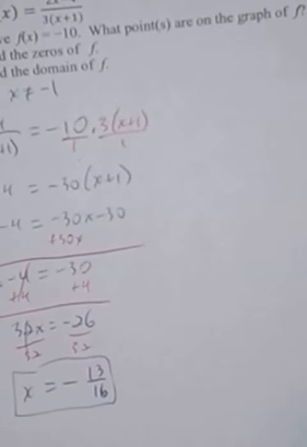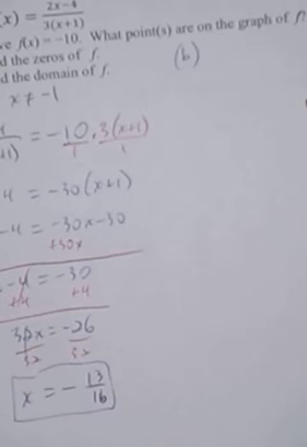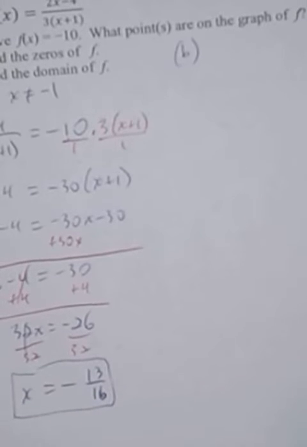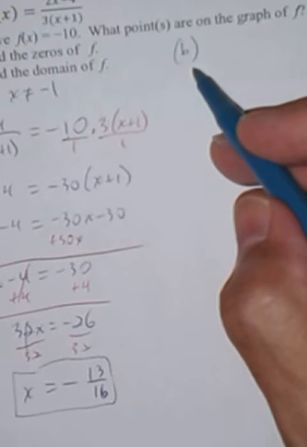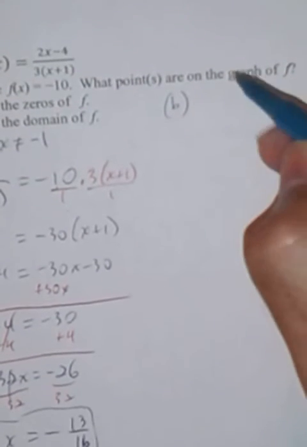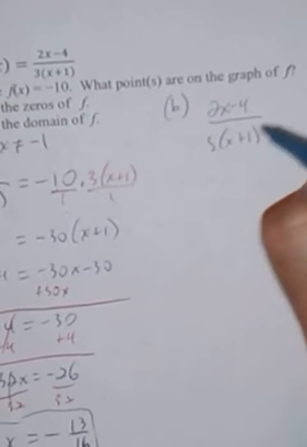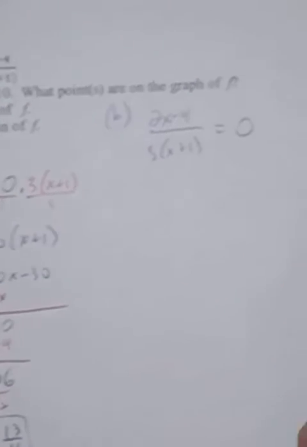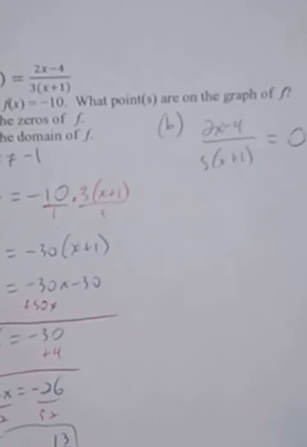Yeah? So your job is to find B, find the zeros. Yeah, and then C, find the domain. I think we already found the domain. So B, find the zeros. Yeah, that means find where f of x equals 0. So we can write that. 2x minus 4 over 3 times x plus 1 equals 0. It's your job to solve that equation. Okay? All right, we'll leave that for class.